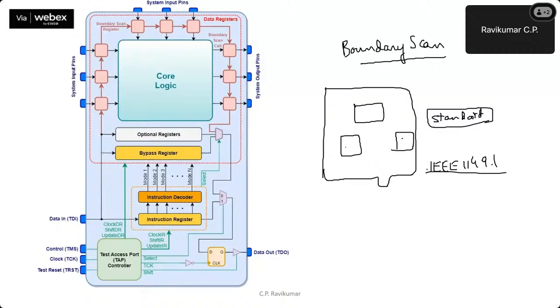So it requires you to place some additional logic, right? So let us say this is the core of the chip. That means it has all the digital logic, maybe processors, etc. Right? A lot of different things maybe inside. We will add additional cells called boundary scan cells.